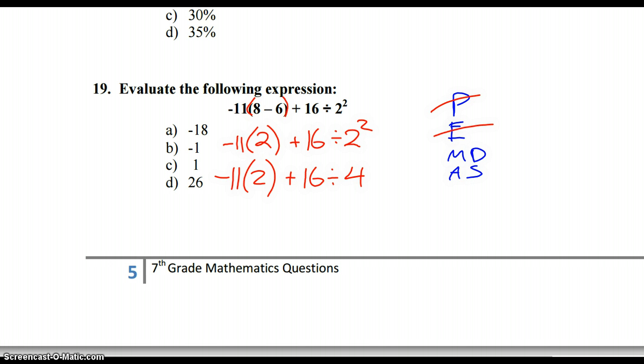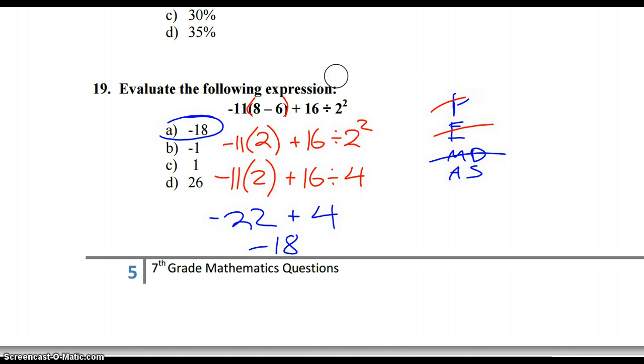Okay, exponents are gone. Now from left to right we multiply, divide. Now if division would have shown up first, we could still do that, even though the M shows up first in PEMDAS. So I'm going to do negative 11 times 2, negative 22, and then I'm also going to do 16 divided by 4. Alright, took care of that. Now we add or subtract, so negative 22 plus 4, negative 18. So there we go for 19.